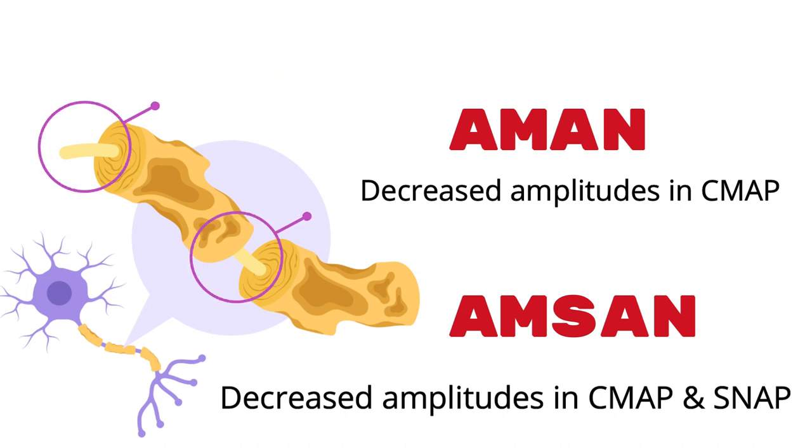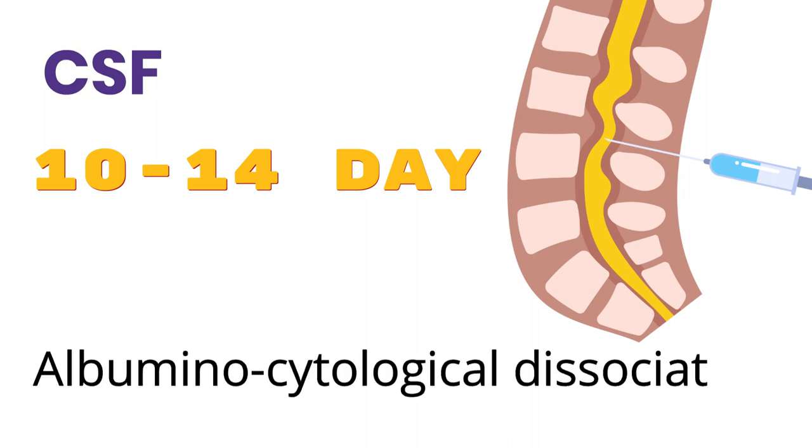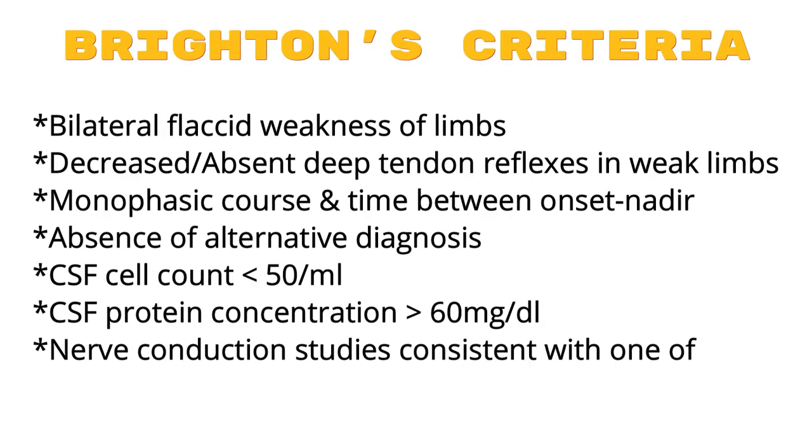We can also do a cerebrospinal fluid examination, which should be done on day 10 or 14, where you will have high protein content and no cells, and this is called albuminocytological dissociation. This is all explained in the Brighton criteria for the diagnosis of Guillain-Barre syndrome.